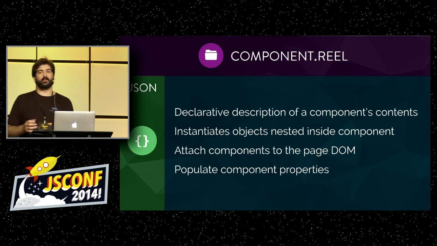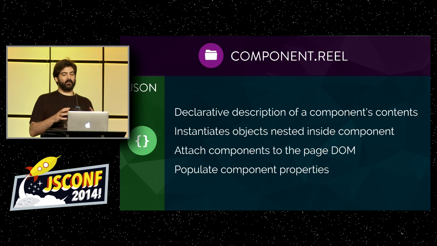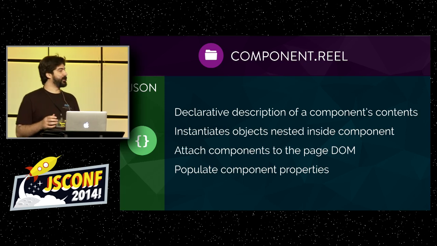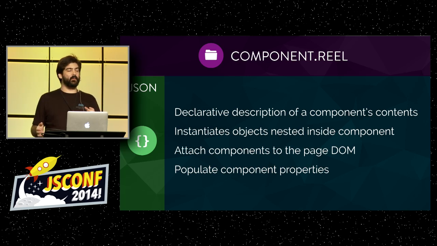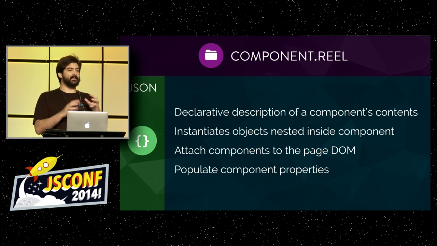So the JSON, the component declaration, it's basically like a declarative description of what's inside of the component. And to get more technical with you, it's like a JSON format object serialization. So if your component is an object and it has a bunch of other objects inside it, what you've done is essentially serialize it into JSON.